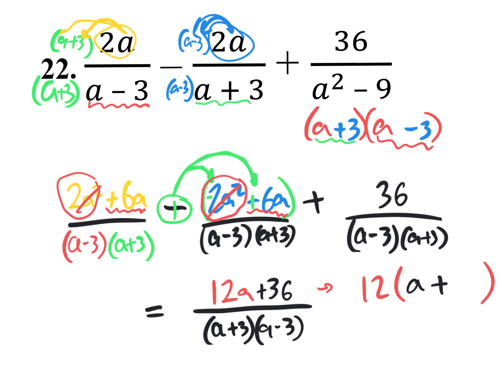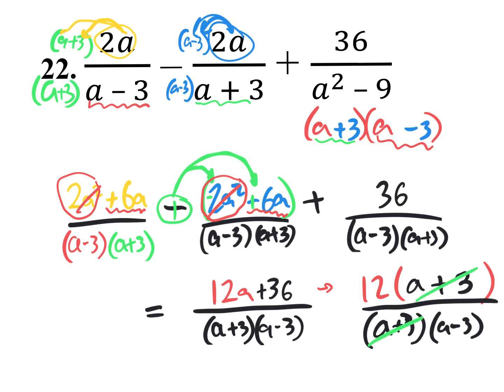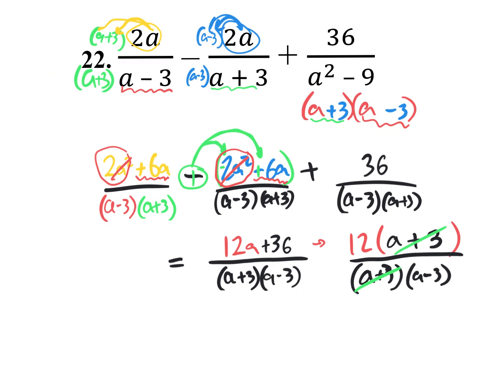A plus 3, right? 12 times A is 12A. 12 times 3 is 36. And so that's a new factored form numerator, and it's still over that LCD that we had, A plus 3, A minus 3. And that is correct. We can cancel the A plus 3 with the A plus 3, leaving us our final answer here, 12 over A minus 3.